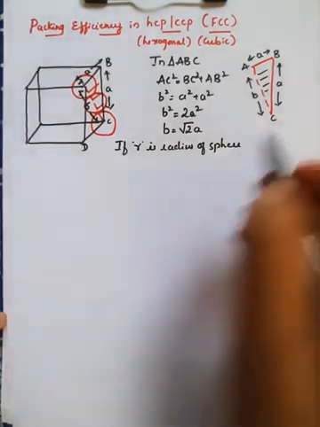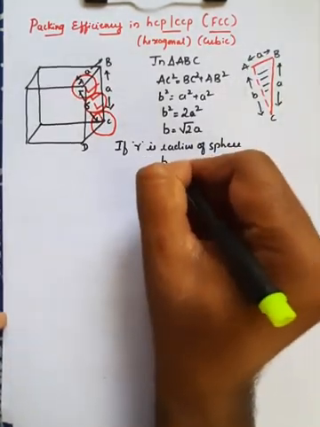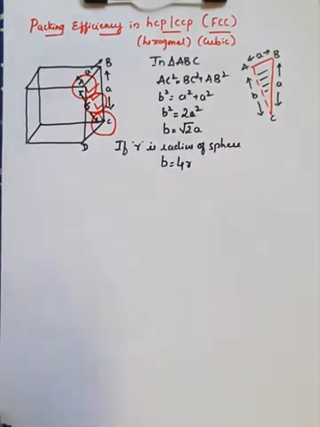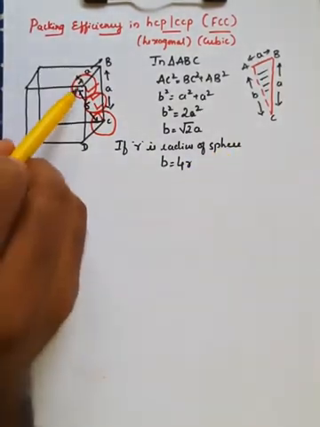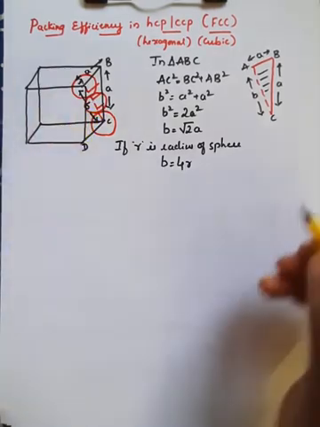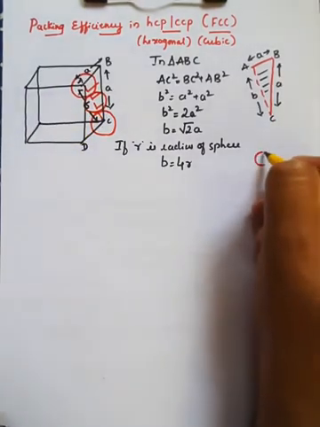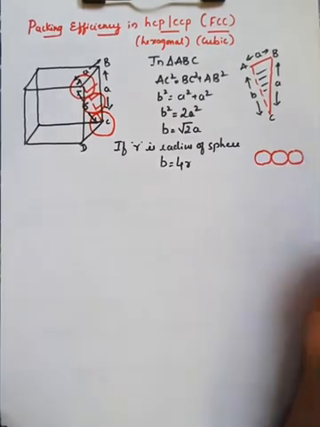So therefore this overall length B is equal to 4R, right? Why this B is equal to 4R, I will explain here. If you take this diagonal, there are 3 spheres, 1, 2 and 3, right? I will draw these 3 spheres separately. This is the first sphere, this is the second sphere, and this is the third sphere, right?